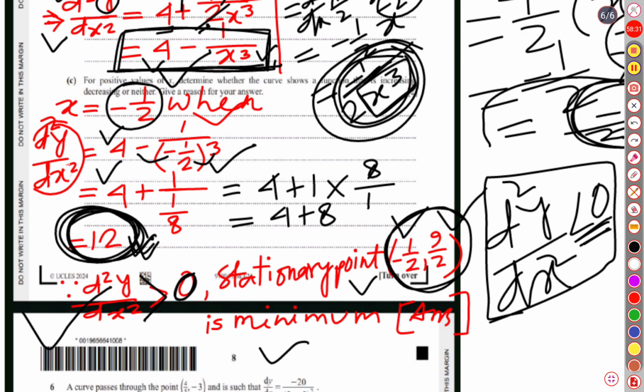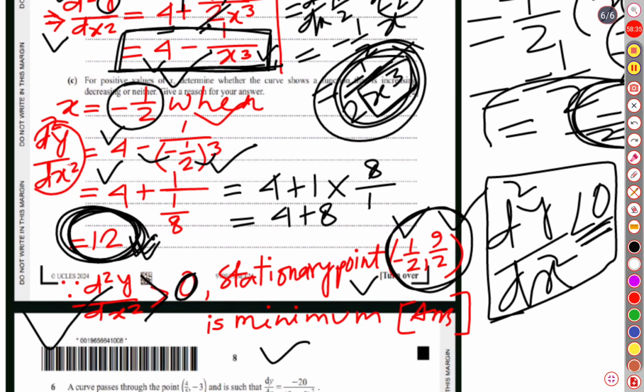So the curve will look like this. When it is a minimum, how will the curve look? The curve will look like this. Okay, this way. So the minimum point is over here. This is our stationary point.